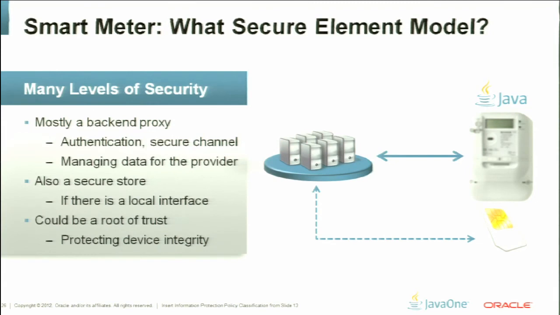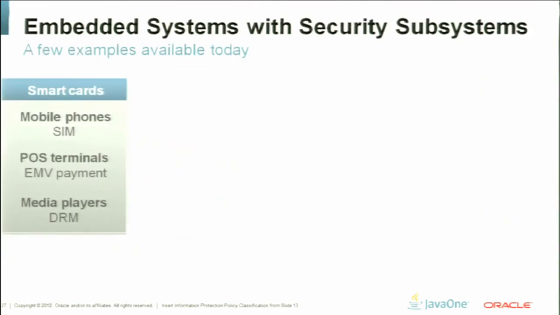But if we think about this, it is mostly unconnected. This is between two connections. We're going to accumulate data and protect it, which makes it closer to a secure store, in particular in models where there is a local interface to which the customer can get information from the meter directly at any time. And finally, although I'm not sure it's used like that in many meters today, it could be interesting to have a root of trust, once again to protect the integrity of the meter itself against attacks.